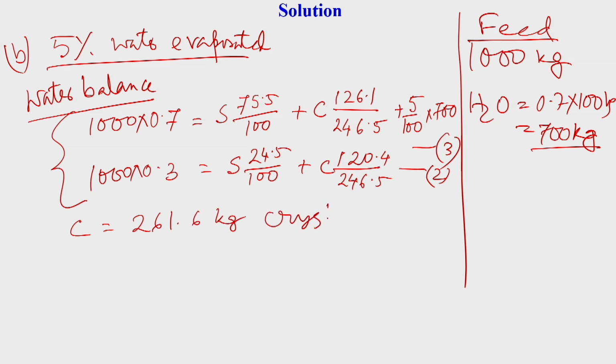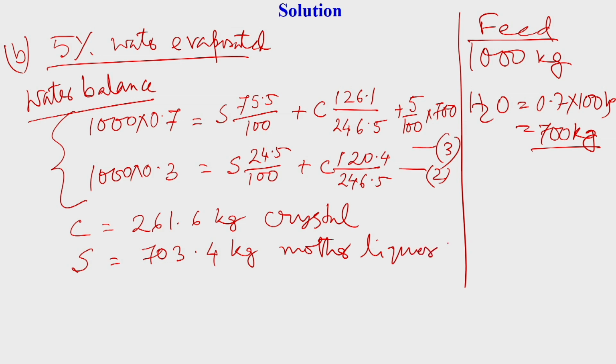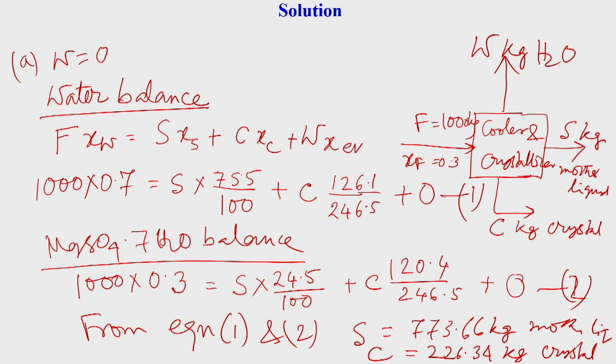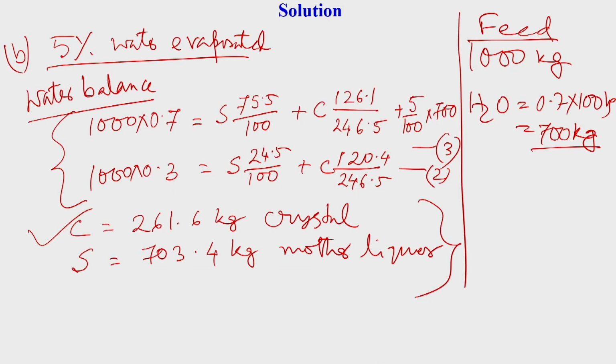crystal and mother liquor will be equal to 703.4 kg. So, whenever there is evaporation, we will be getting more crystal, or the yield is more. Without evaporation, it was only 226.34 kg crystal. Whenever only 5% water is evaporated, it is increased from 226.34 kg to 261.6 kg. So, when evaporation is there, we will be getting more yield.